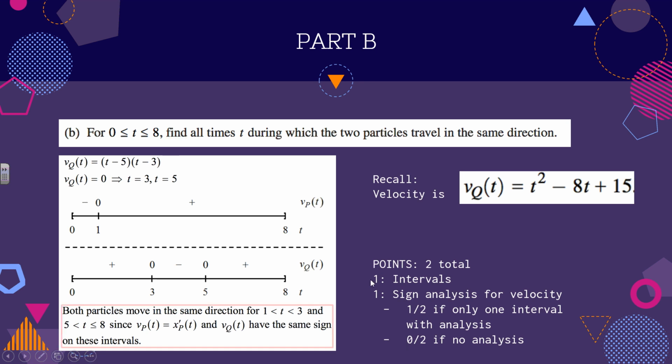You get 1 point for your intervals, and you get 1 point for this sign analysis where you're comparing. It looks like you get 1 out of 2 points if only one interval is correct. So if you only wrote this one or you only wrote this one, you'd get 1 point, and you don't get any points at all if you don't have any analysis. So if you're not explaining where your interval came from and you just wrote the answers, you would not get points.